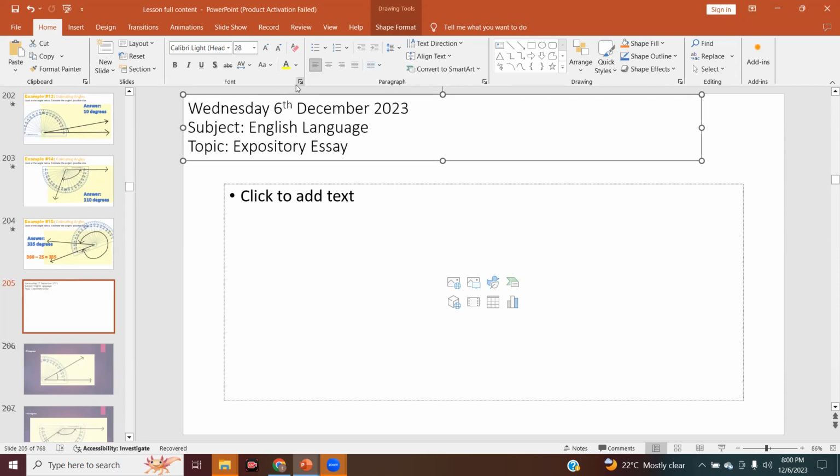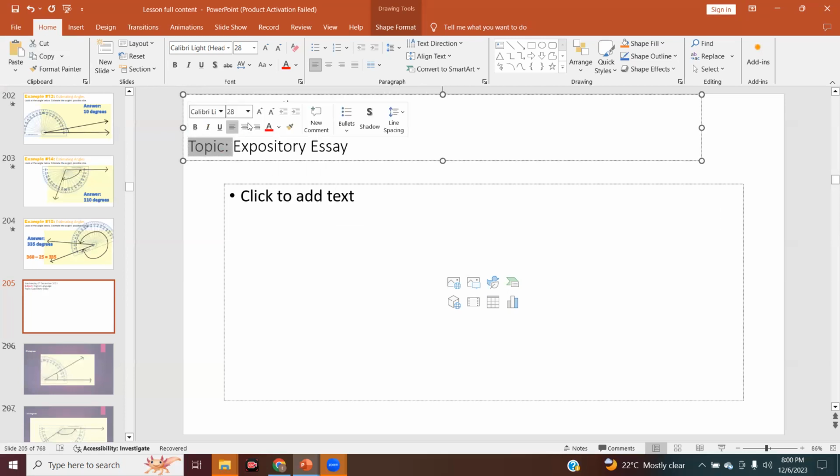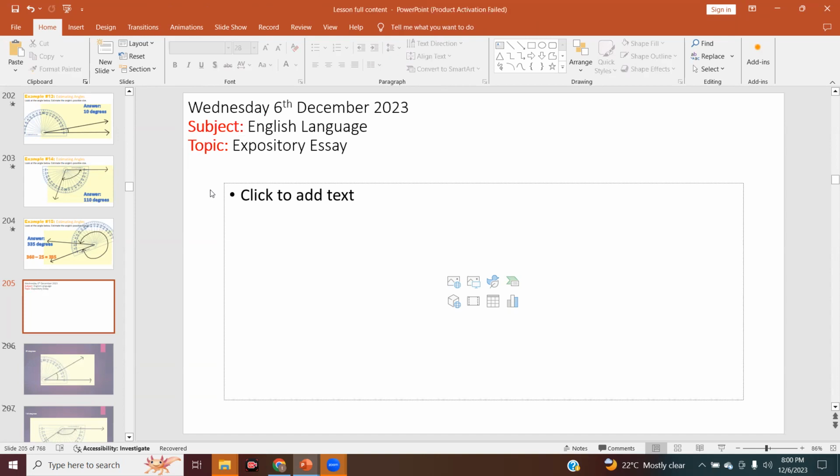Now, when we look at expository essay, we dealt with what kind of essays so far? Last class we dealt with what type of essay? Descriptive. And then we also looked at persuasive and narrative. We looked at persuasive essays, and then we looked at narrative essays, right?